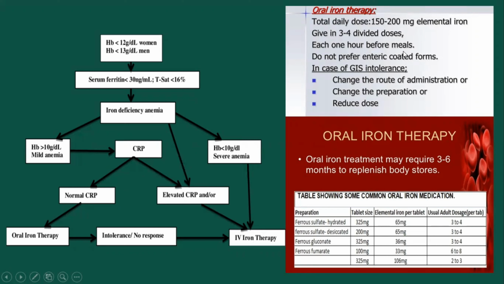Oral iron therapy total daily dose is 150 to 200 milligram elemental iron given in 3 to 4 divided doses, each 1 hour before meals. Do not prefer gastric coated tablets, and in case of gastric intolerance, change the route and change the preparation or reduce the dose. Oral iron treatment may require 3 to 6 months to replenish the body stores.